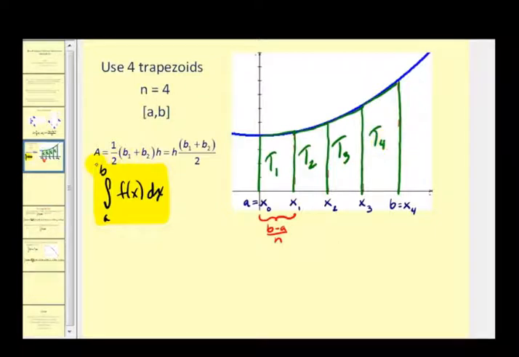Remember, the area for the trapezoid is 1/2 times the quantity base 1 plus base 2 times the height. We're going to go ahead and use it in this form. We'll have the height times base 1 plus base 2 divided by 2.